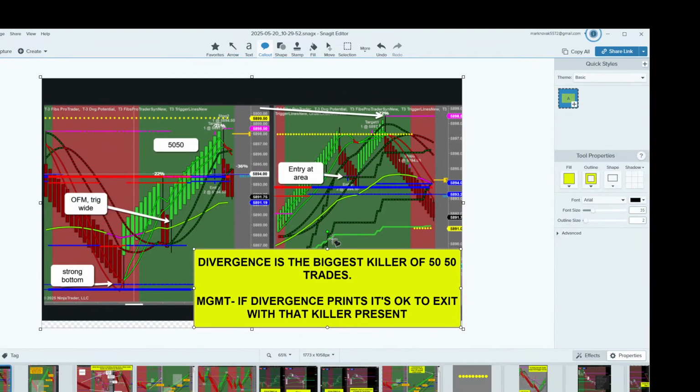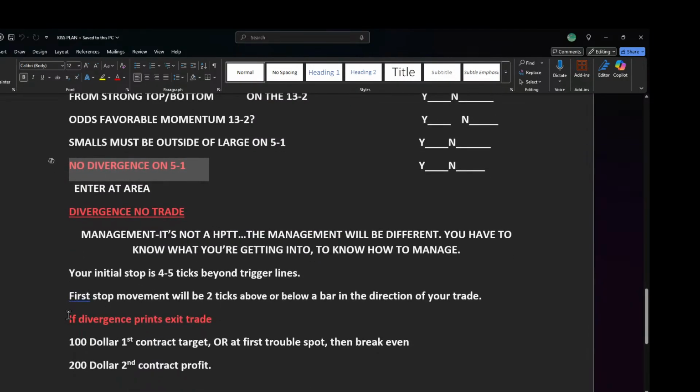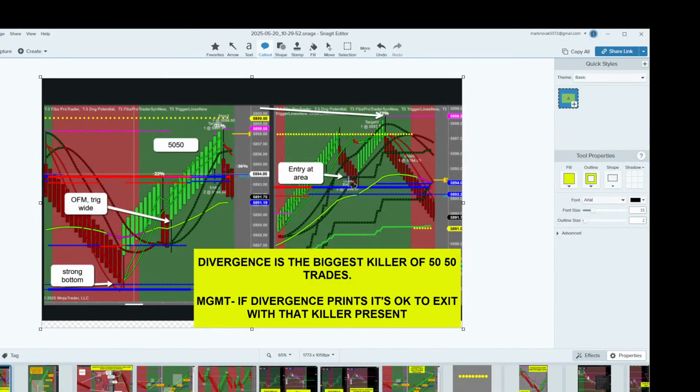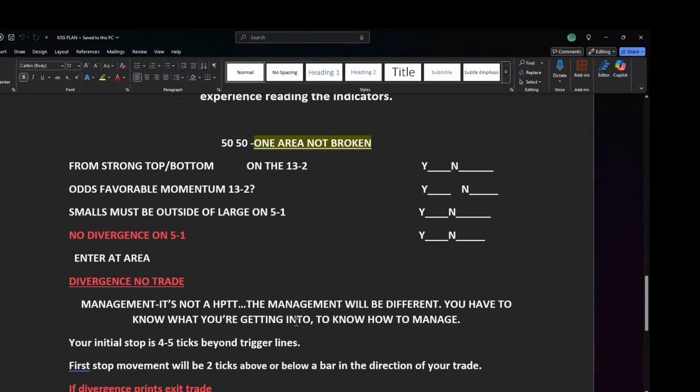Execution on this was beautiful all the way through. And one of the things when you go to that KISS plan, I'm going to bring it up because you guys are doing these 50-50s, is in management, the best of the best way to do it, it actually says if divergence prints, exit the trade. But I do understand that you went $100 and break even, right? Yeah. So I love this, and especially since we're running out of pictures.